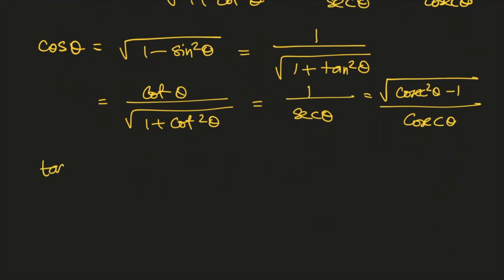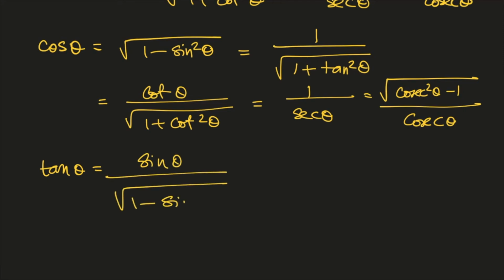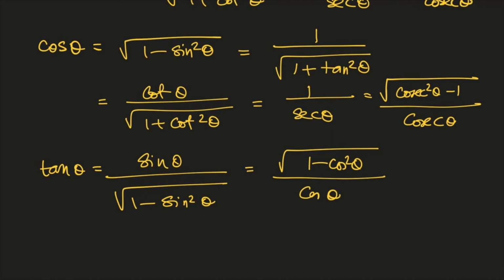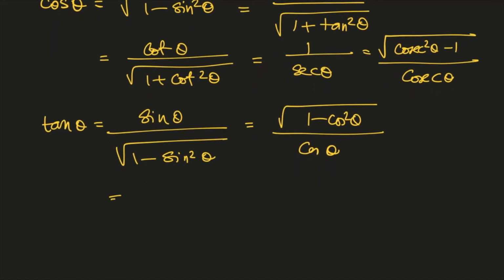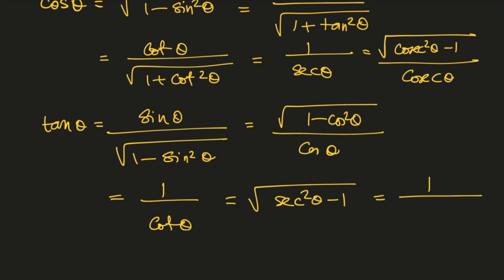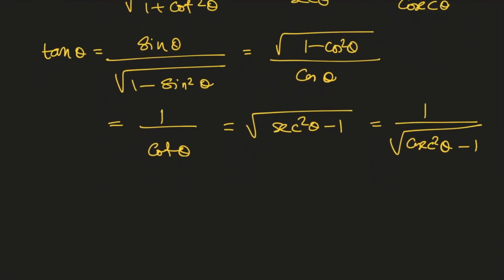Now we have tan theta, in terms of sin theta, is going to be sin theta divided by root over 1 minus sin square theta. And in terms of cos theta, it is going to be root over 1 minus cos square theta divided by cos theta. In terms of cot theta, it is going to be 1 over cot theta. And in terms of sec theta, it will be root over sec square theta minus 1. And it will be 1 by root over cosec square theta minus 1 in terms of cosec theta.